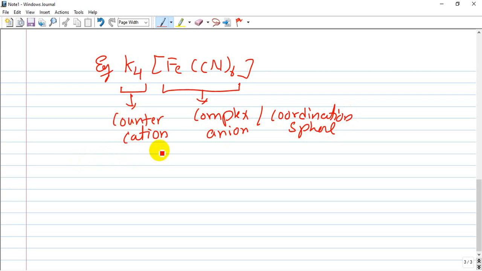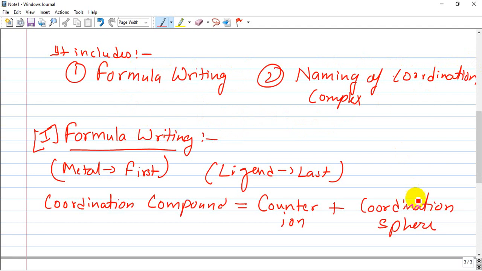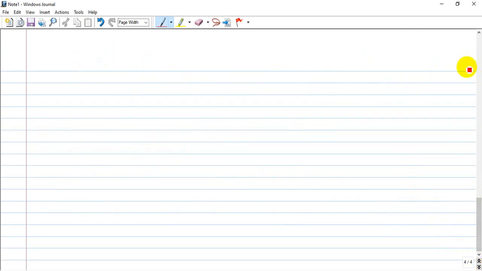So how do we know which one is the cation and which one is the anion? When you dissolve this salt in water, it will dissociate as 4K+ and [Fe(CN)6]4-.